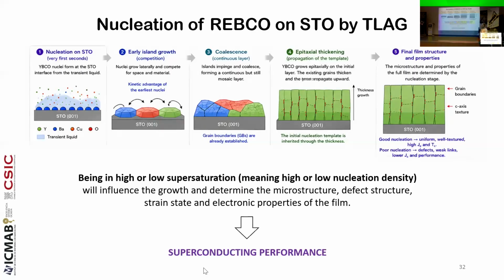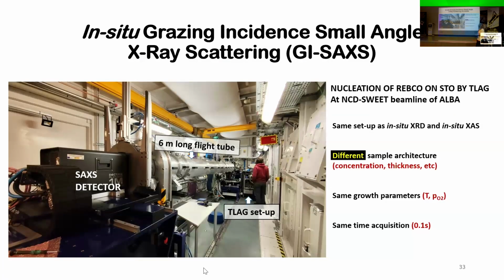So we found a way to study the nucleation process, also at the ALBA Synchrotron, with a new technique, grazing incidence small angle X-ray scattering, shortly GISAXS. And this time, we are at the same beamline, the NCD-SWEET beamline, but this time we are using a different detector. This is the SAXS detector, which needs very long flight tubes in order to get the signal to the detector. And we use a 6-meter long flight tube in this case.